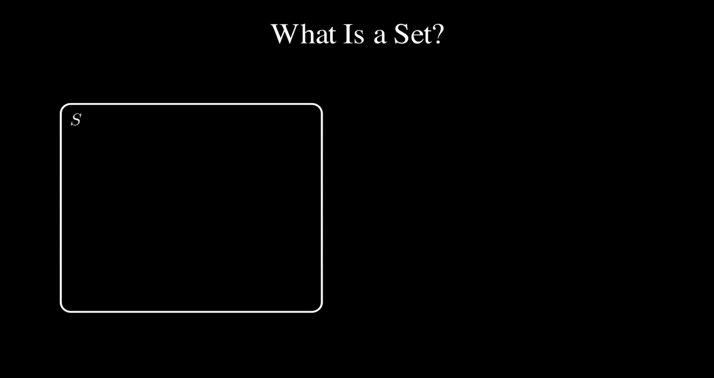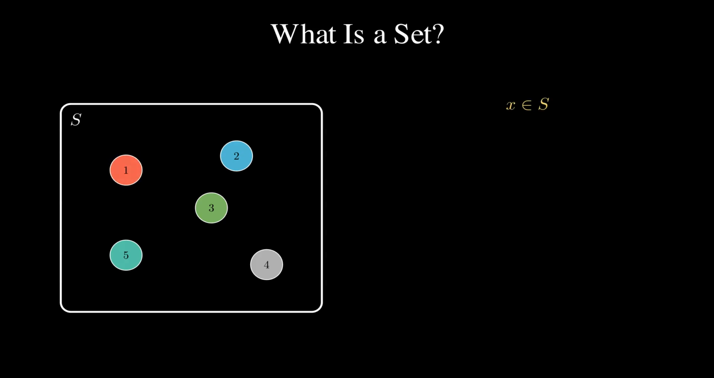A set is simply a collection of objects which we call its elements. Picture a box holding a handful of distinct objects. Each one is an element of the set. If an object X belongs to a set S, we write X is in S. If it does not belong, we write X is not in S. Two sets are equal exactly when they contain precisely the same elements. Equality of sets is equality of contents, nothing more.